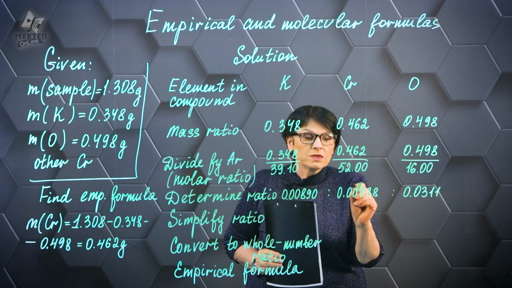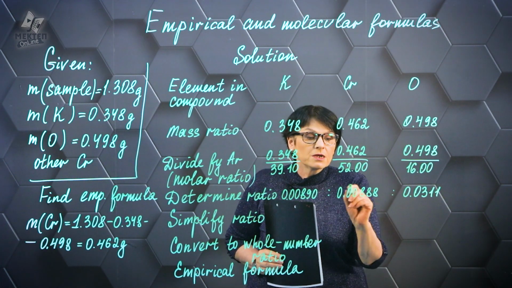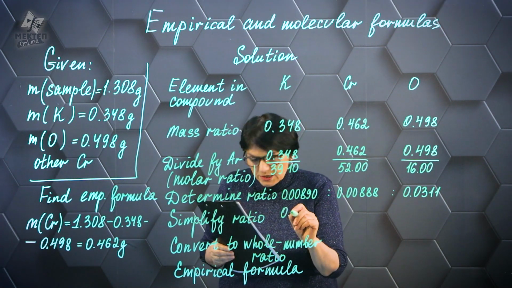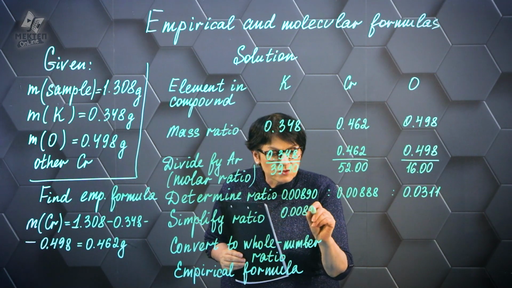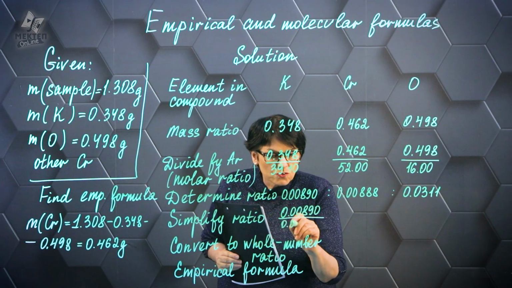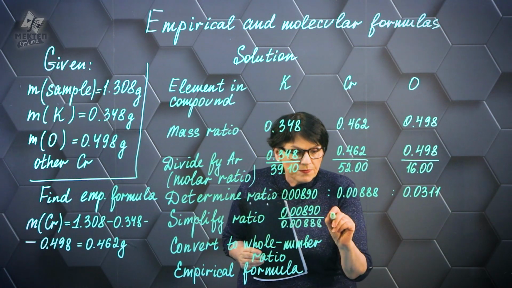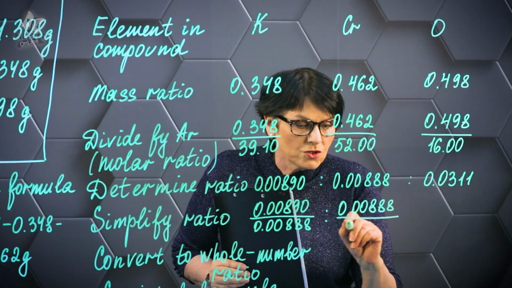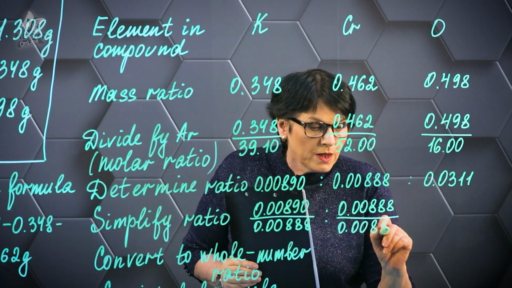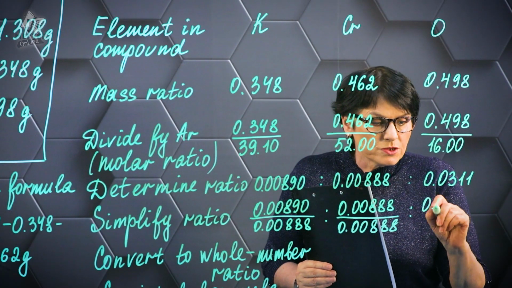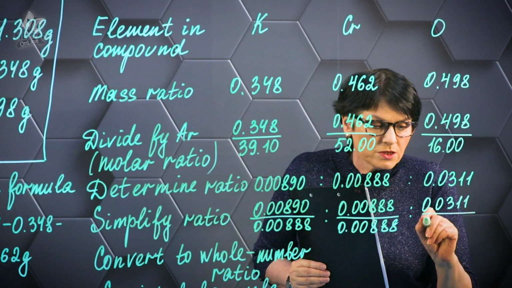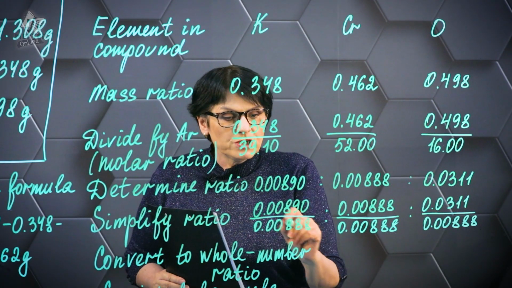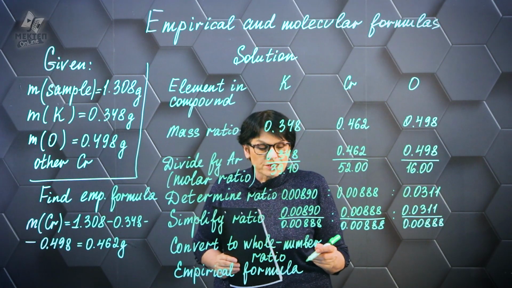We will see that the smallest value is this one, which belongs to chromium, and we will divide all the others by it. So it turns out we will be dividing 0.00890 by 0.00888. We will relate this value to the result obtained here by dividing it by itself. Well, and the last value we have is 0.0311 divided by 0.00888. Now we obtain the smallest numbers that result in integers.